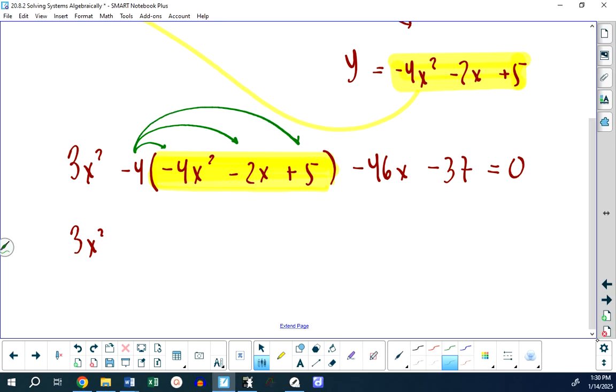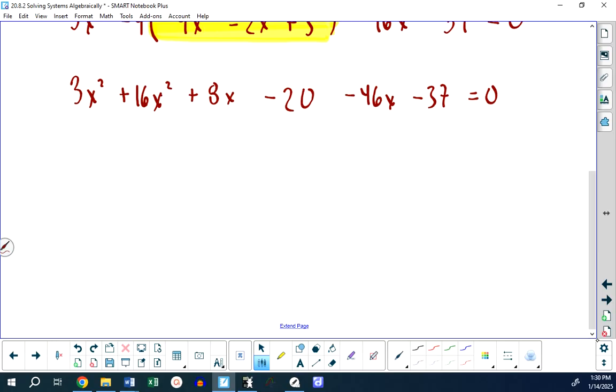Right, you have to multiply that negative 4 through and get 16x squared, 8x, and negative 20. So there you go. We're dealing with big numbers anyway. Minus the 46x, minus the 37, equals 0. So now what we have to do, I'll double check my arithmetic there. It looks okay. Now what we have to do is simplify this.